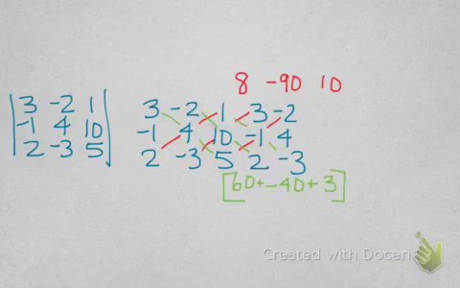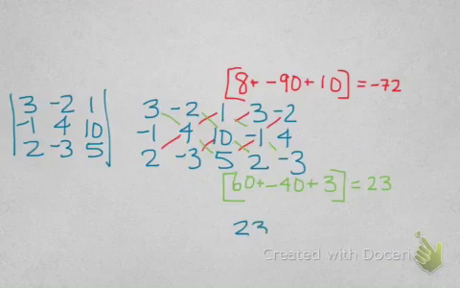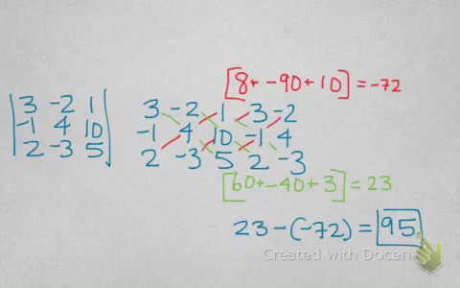From here, we're going to add those up. Going downward, the green ones, we get 23, and going upwards, the red ones, we get -72. Now, this part is where you have to make sure that you're doing it correctly. You take the green and you subtract the red. So we're going to say 23 minus -72. So 23 minus -72 gives us a determinant of 95.